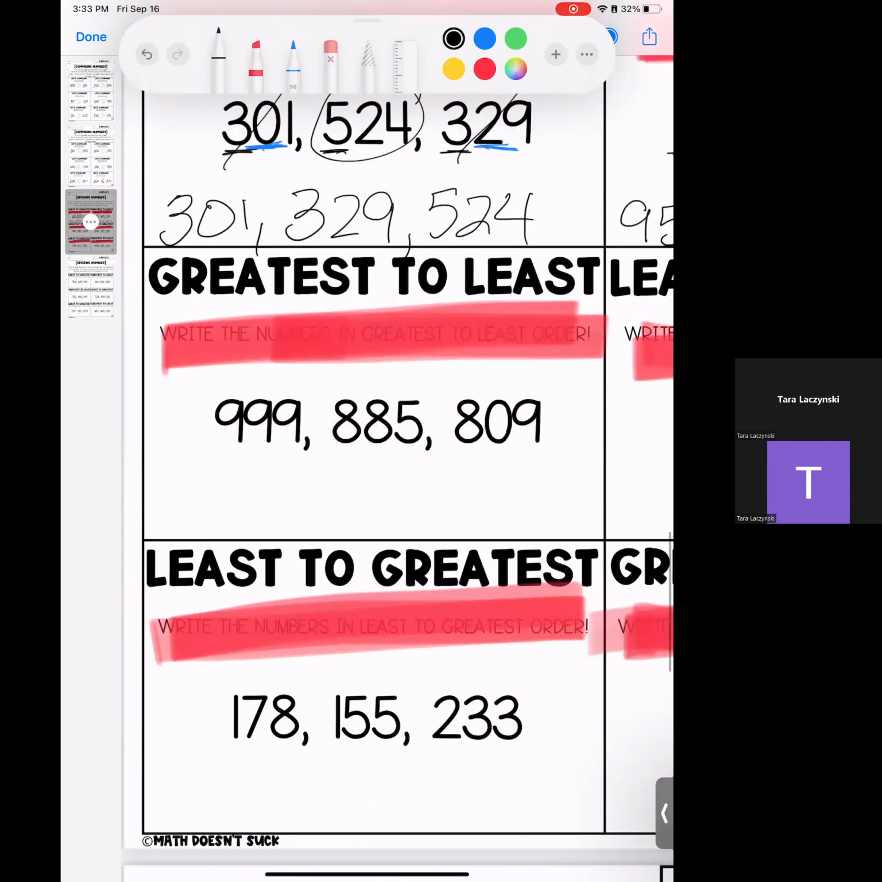Moving on, greatest to least, we have a 900, an 800, and an 800. 999 would be the greatest. Since we have two 800s, we need to consider the tens value. We have 8 tens and 0 tens. Again, we want to do the greatest for this one. So 885 is larger than 809. So greatest to least, 999, 885, 809.